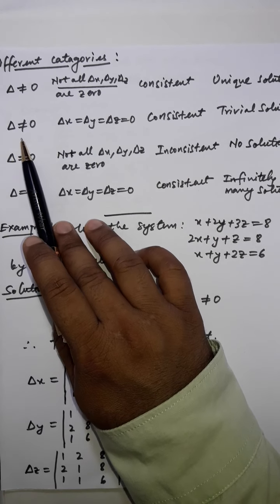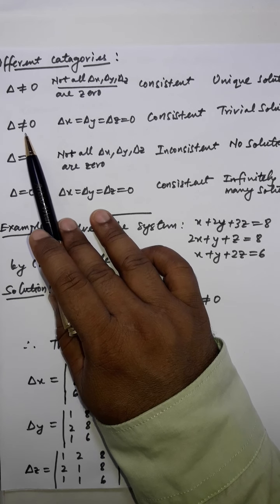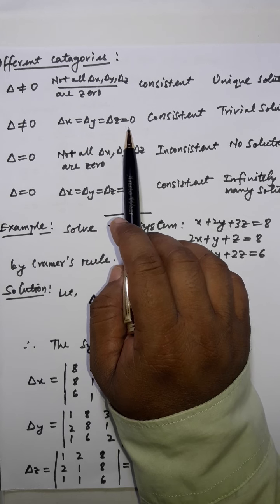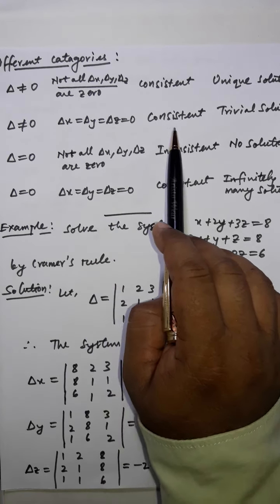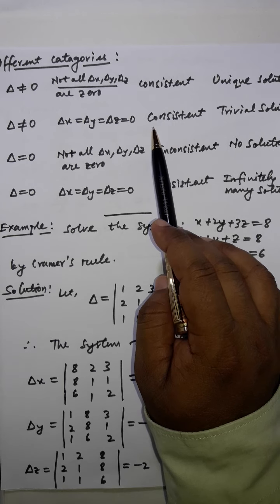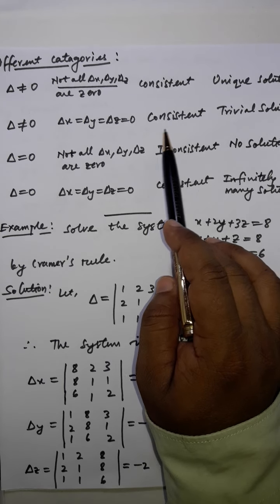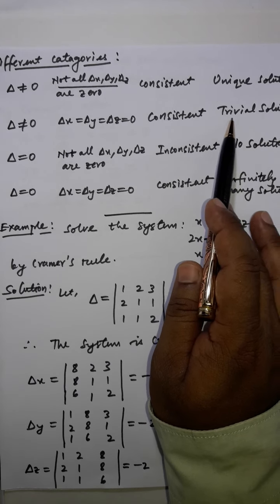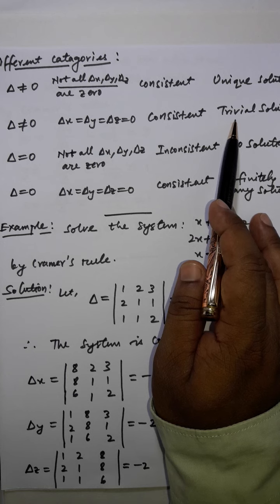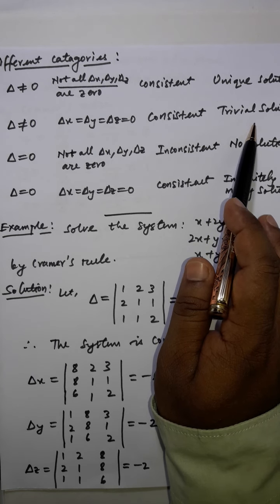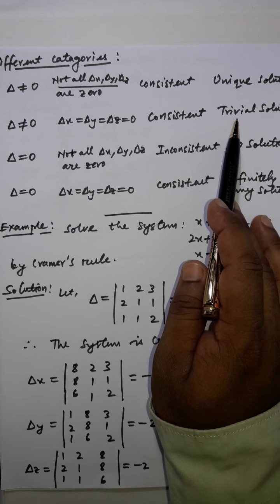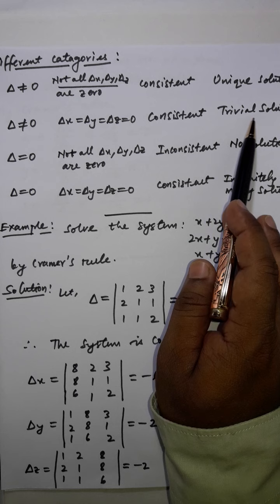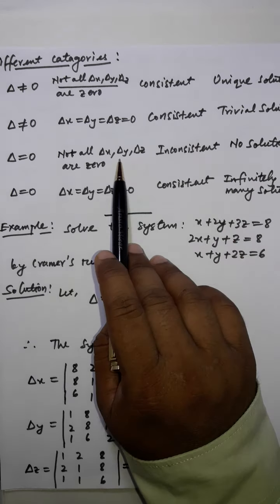Okay friends. Now the second category says that if del is not equal to 0, but del x, del y, del z are all 0 together, in that case also the system is consistent. That means you will get a solution here, and the nature of the solution is the trivial solution. Friends, a trivial solution means the values of all the variables are 0 at a time. So here, if the variables are x, y, and z, then they all will be 0.